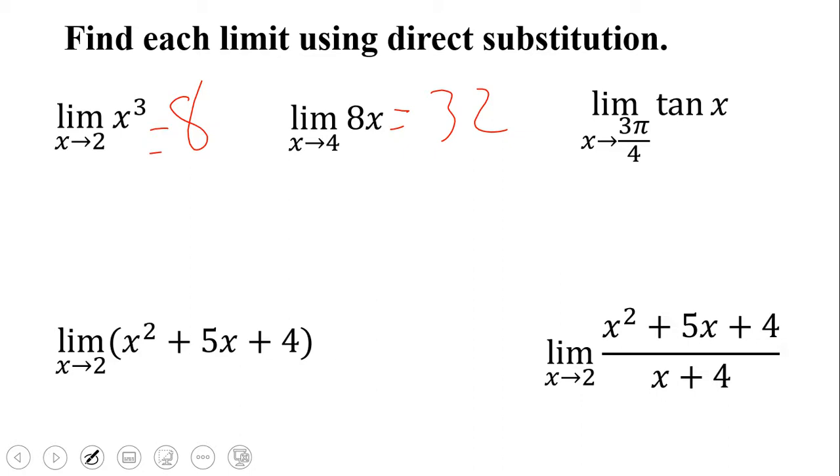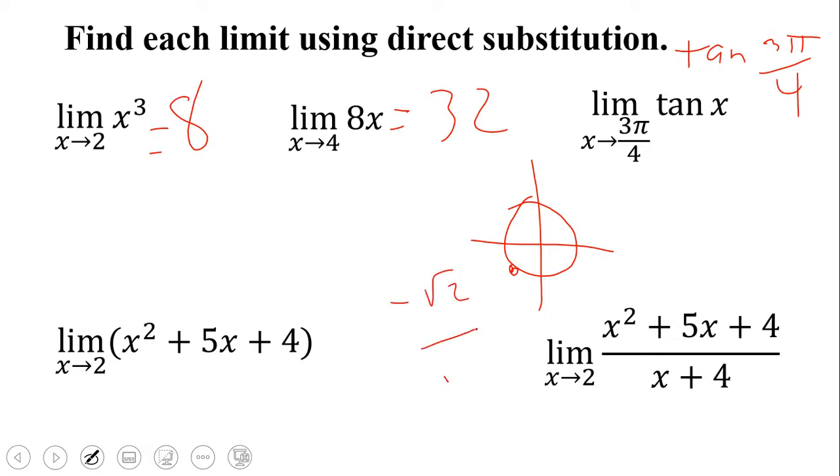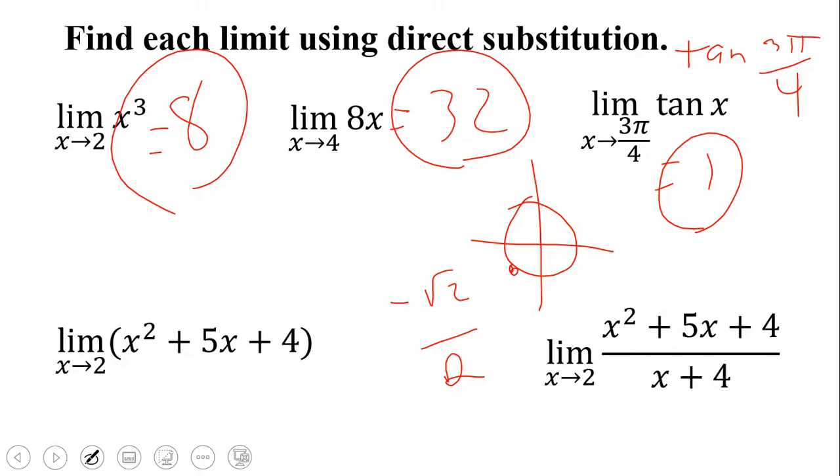3 pi over 4. Ooh, the tangent of 3 pi over 4. You'd have to think back to your unit circle. 3 pi over 4 is in the third quadrant. That's negative root 2 over 2 and negative root 2 over 2. And if you plug that in, you get a value of positive 1. Here, 4 plus 10 plus 4, the limit is 18.